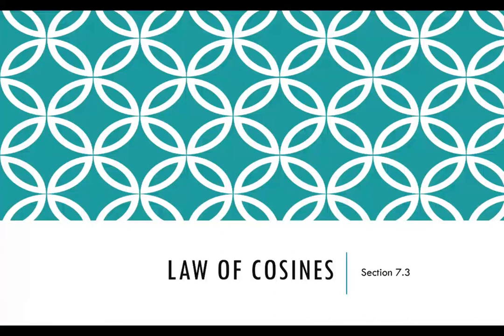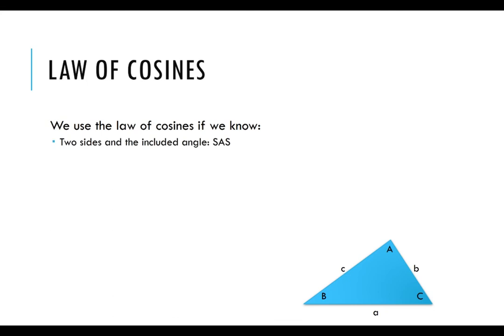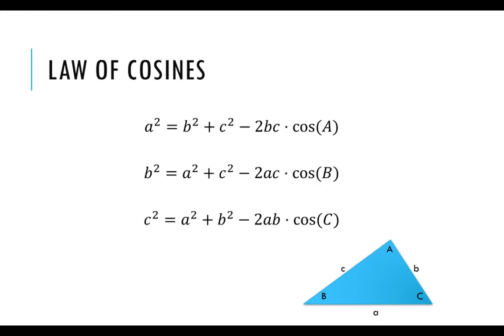Section 7.3, Law of Cosines. So we're solving triangles that are not right triangles. We talked about Law of Sines, now we have Law of Cosines. We're going to use the Law of Cosines if we know two sides and the included angle, that is, a side-angle-side triangle. Or if we know all of the sides, so a side-side-side triangle.